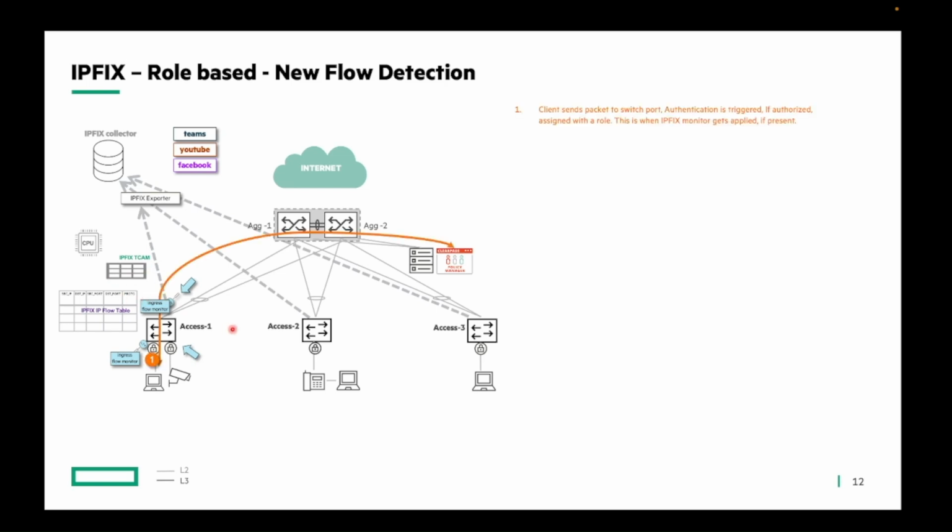So the first step, client sends packet to switch port, right? Authentication is triggered. If authorized, it is assigned a role. This is when the IPFIX monitor gets applied, if present in that role. Then PC1 initiates traffic, unicast and not multicast, remember that, to an application server, as you see on the screen. After DNS resolution, the packet is forwarded to destination by ASIC, no software forwarding, right?